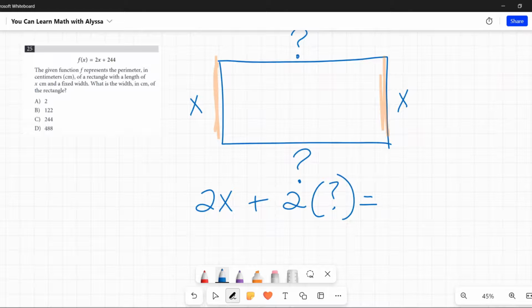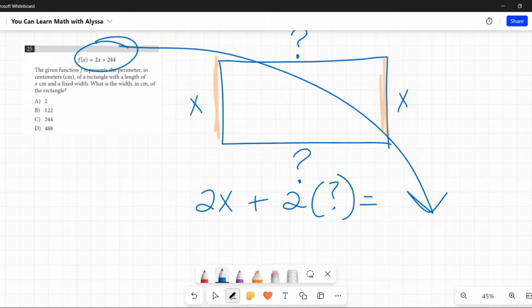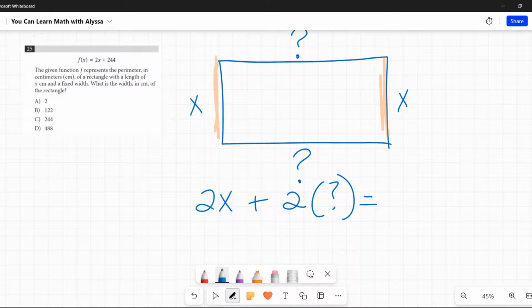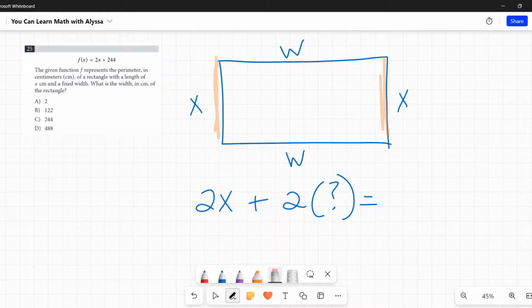So I can take this and put it over on this side. So 2x plus 2 times our mystery one. And honestly, I should stop calling it that. I should call it w for width, shouldn't I? Yes, I should. That would be professional. We want to be professional here, right? So 2x plus 2 times the width would be the perimeter. And we're told the perimeter is also 2x plus 244.